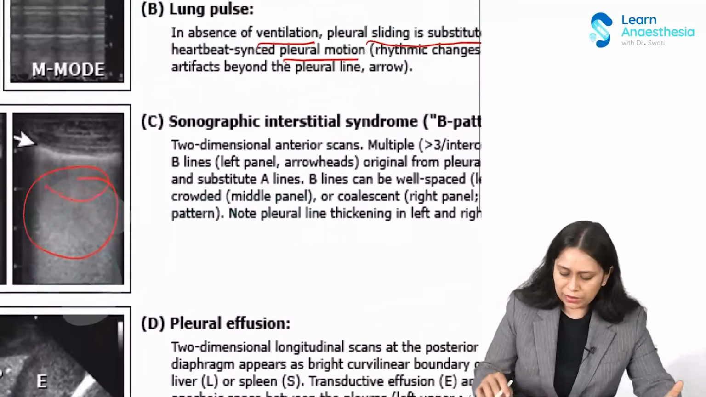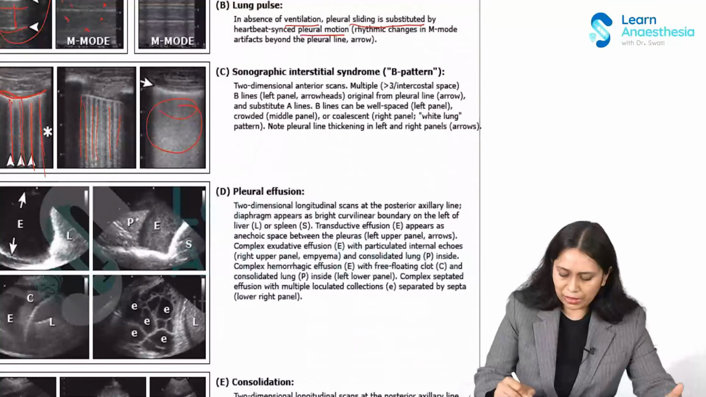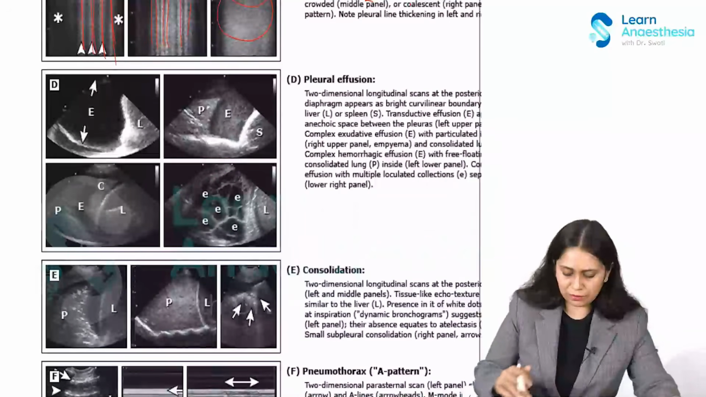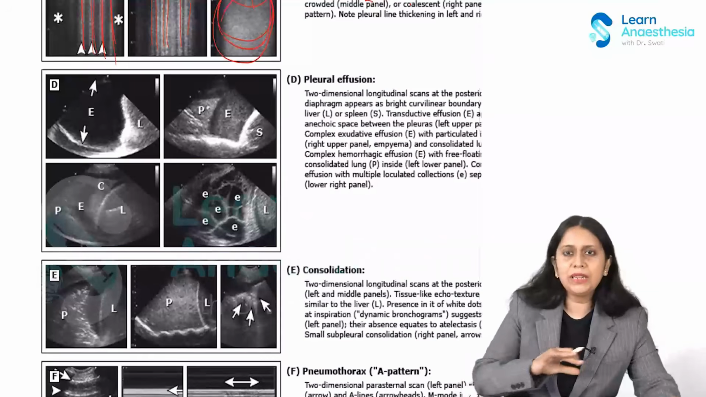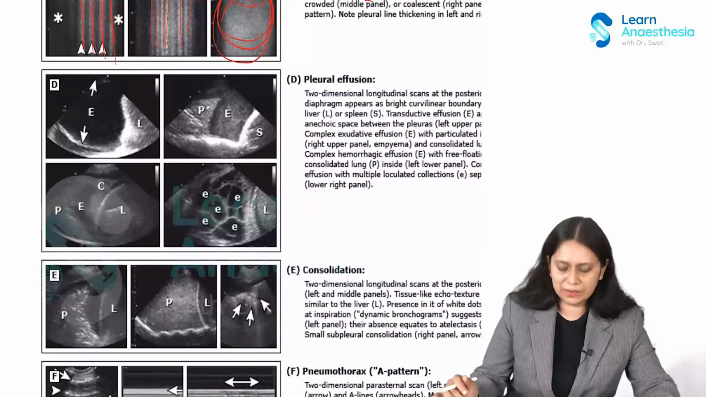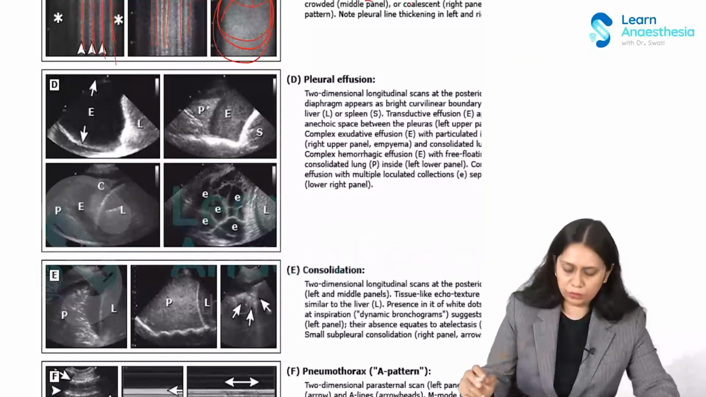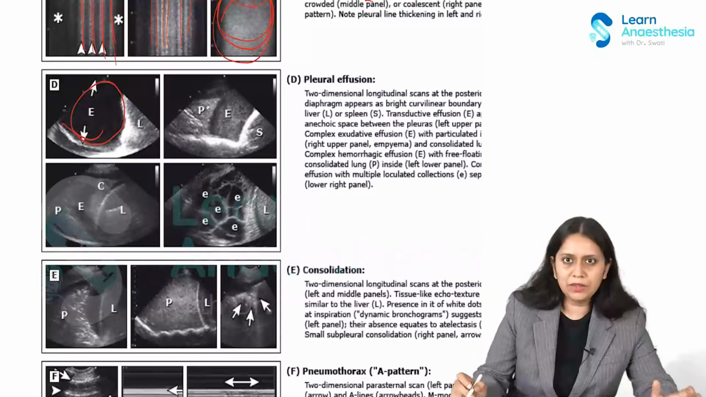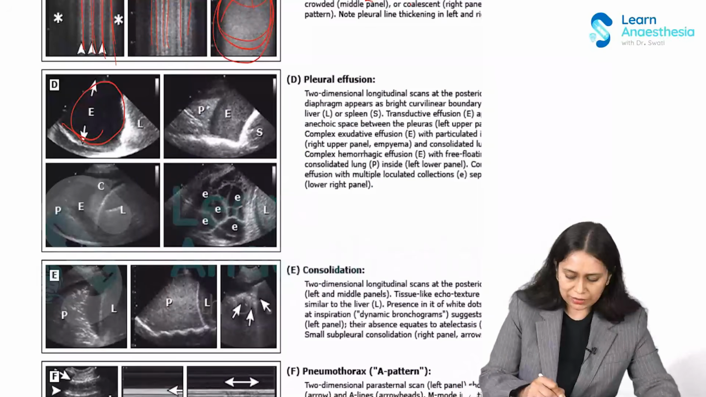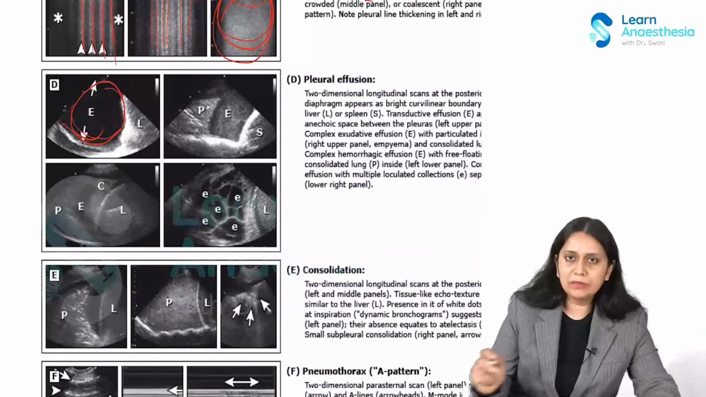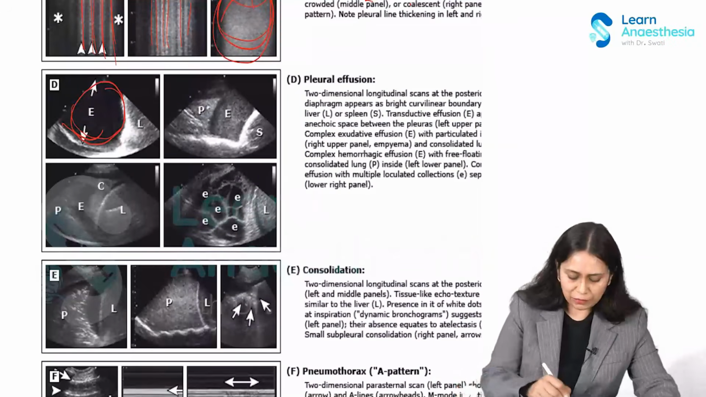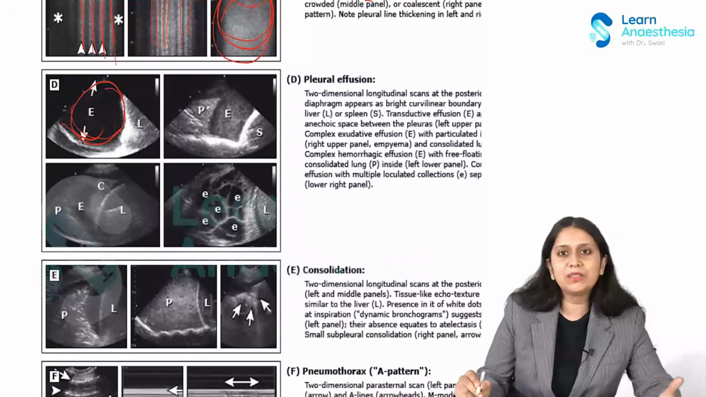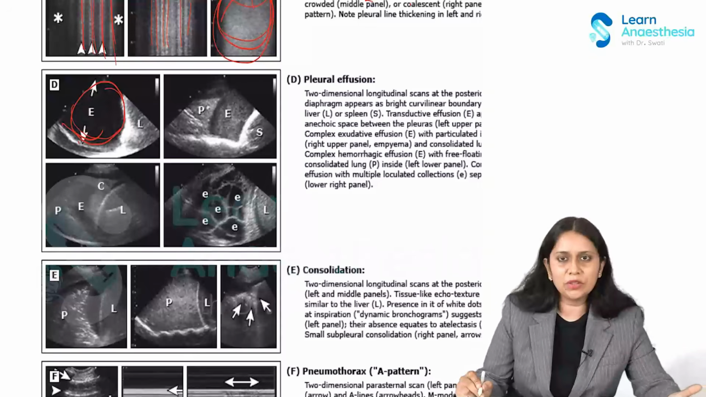So we can see the multiple B lines, right, which are well-spaced B lines. We can see the multiple B lines, and this is complete whiteout of the space. Then in pleural effusion, there will be anechoic fluid between the parietal and the visceral pleura. We can see the anechoic fluid, and there will be absence of the curtain sign and presence of the spine sign, positive spine sign.